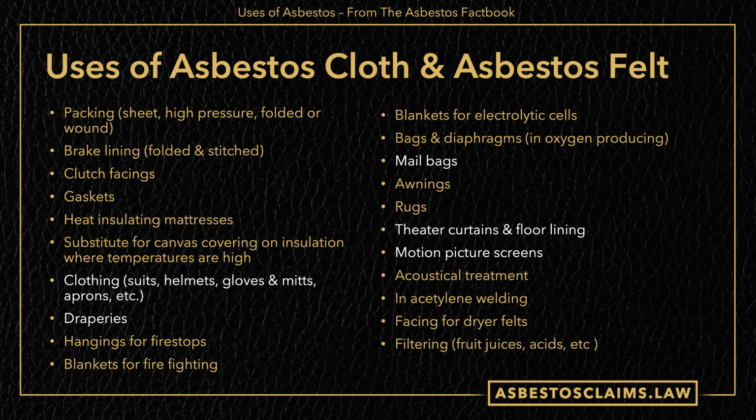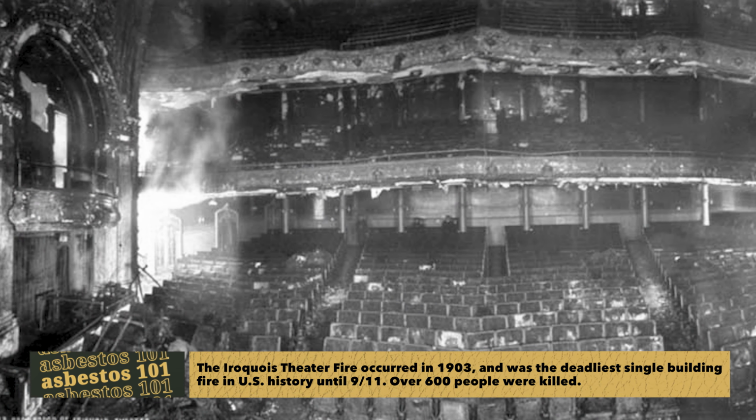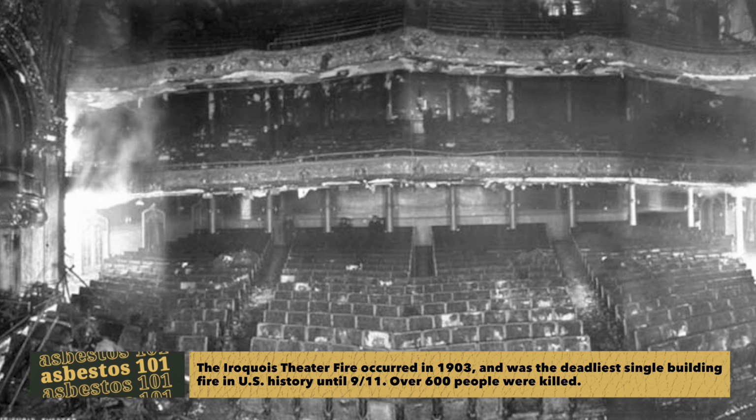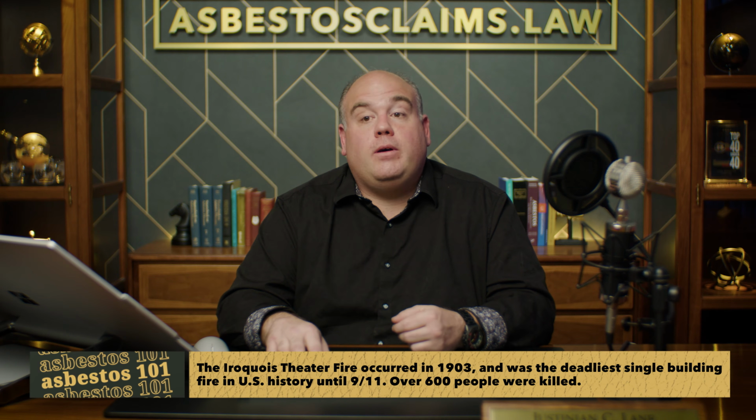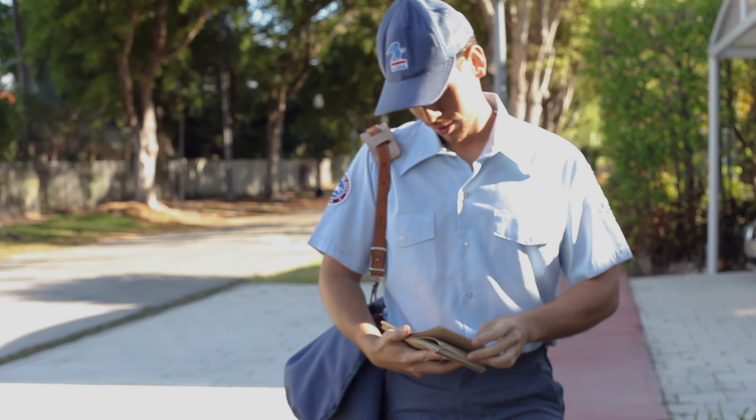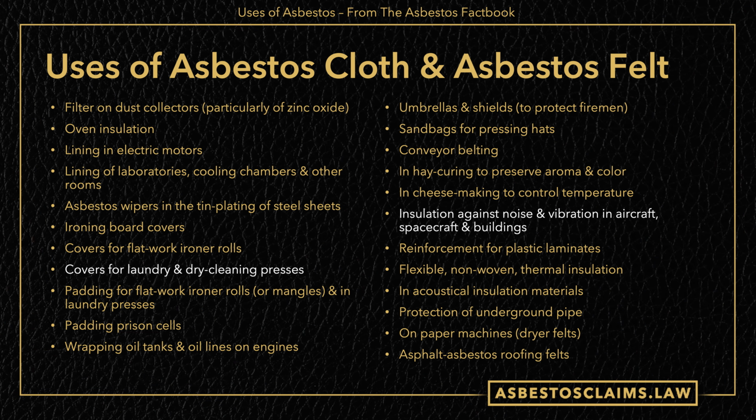We covered draperies here and theater curtains and motion picture screens because those were big uses of asbestos in like the 30s and 40s and 50s, as they didn't want to have fires in theaters. If you look up on the internet the Iroquois Theater fire, that'll tell you a lot about how important asbestos curtains were. And I also mentioned mailbags because I only recently learned asbestos was used in mailbags, and I have found some wonderful pictures of the Postal Service testing mailbags out. If we can get the licensing rights for those, we'll put those up in a video, but I was able to see them trying to set mailbags on fire to make sure that if there was a fire, people's mail wouldn't be destroyed. On the next one, we've got covers for laundry and dry cleaning presses.